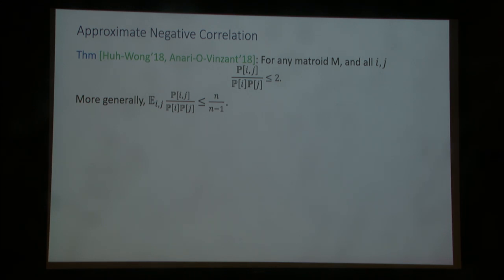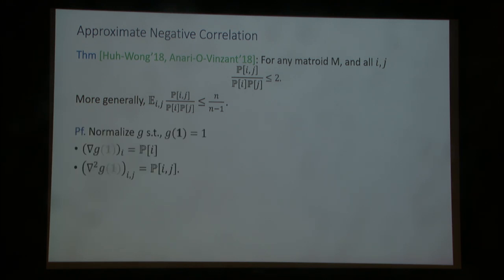Yes? So if you fix i and look at the expectation over j? Yeah, I thought about that. I think it should be true, but I don't know how to get it. I think you should still get something like 1 plus 1 over n, but I don't know how to prove that.